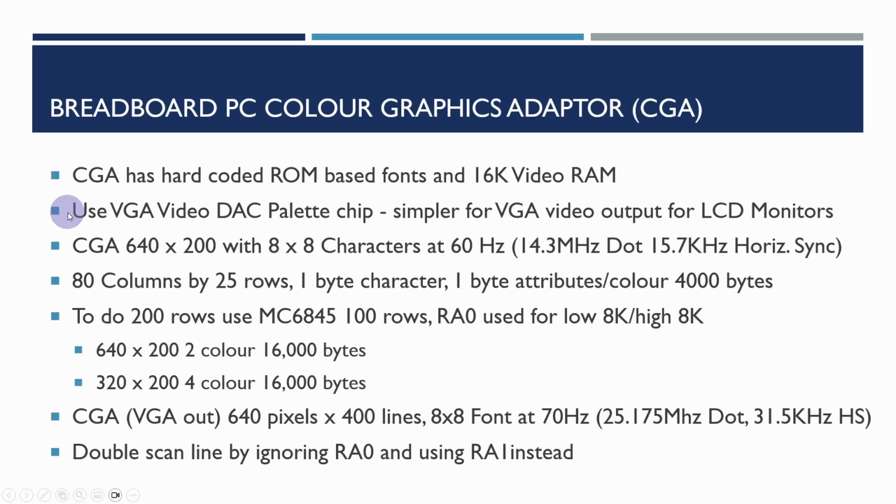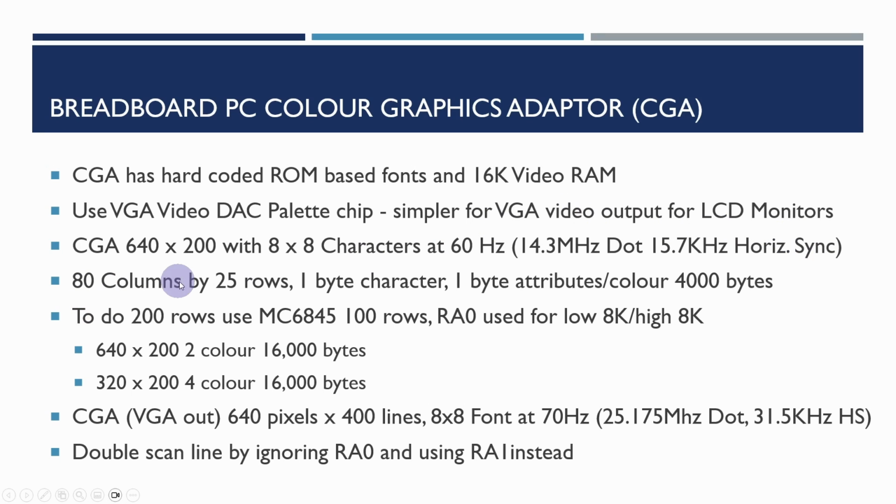We're going to be using our VGA Video Digital Analog Converter palette chip, so it makes it easier for driving the output to LCD monitors. Now CGA was 640 by 200 lines with 8 by 8 characters at 60 Hz, so this made use of the 14.3 MHz dot clock, 15 kHz horizontal sync. Now that's different from what we're going to be using for VGA, so we'll come to that in a minute.